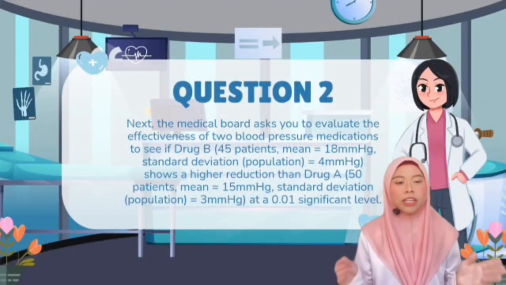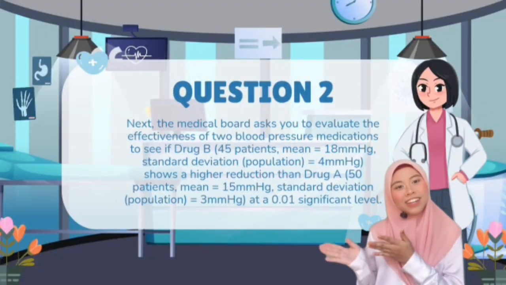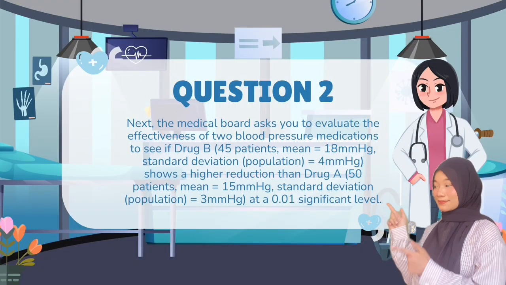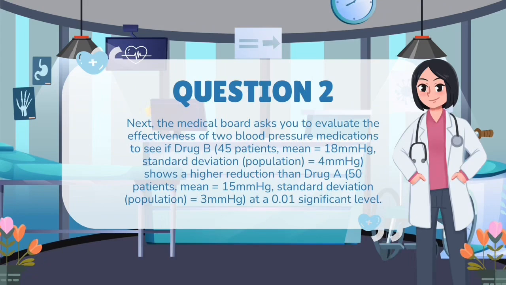So, let's move on to question 2 with Mardia. Next, the medical board asks you to evaluate the effectiveness of two blood pressure medications to see if drug B, 45 patients, mean 18 mmHg, population standard deviation 4 mmHg, shows a higher reduction than drug A, 15 patients, mean 15 mmHg, population standard deviation 3 mmHg, at a 0.01 significance level.